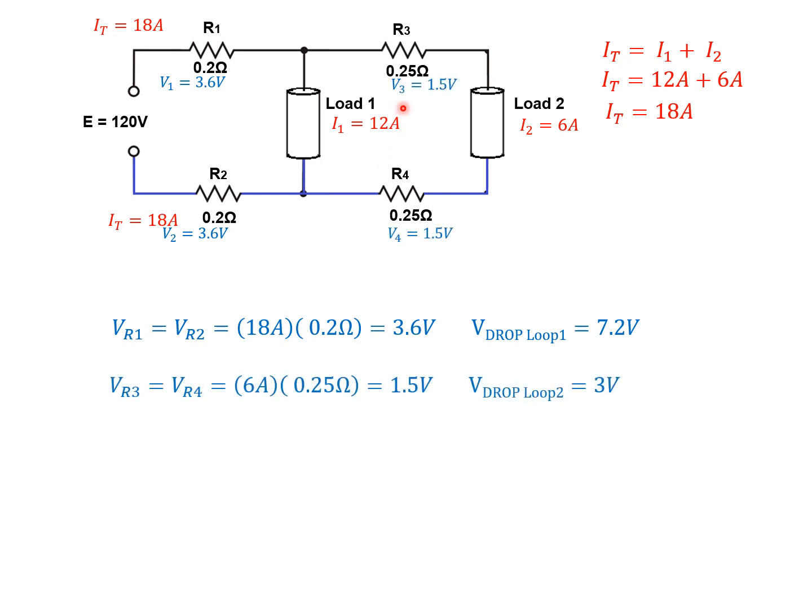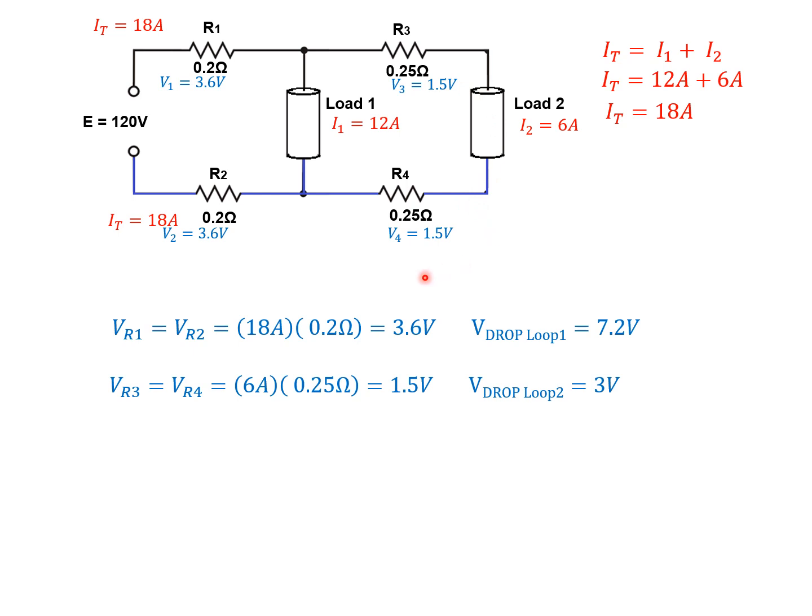In our loop 2 in the back, I've got 6 amps flowing through this end. 6 amps through our feeder resistance of 1/4 ohm each means that I'm going to lose 1.5 volts on each wire for a total loop drop of 3 volts.